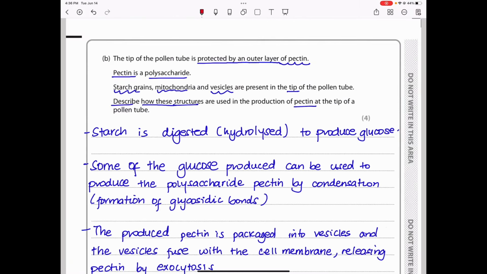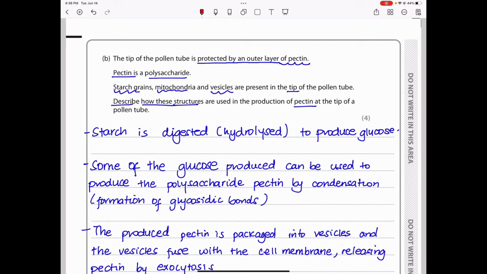So the next part says, the tip of the pollen tube is protected by an outer layer of pectin. Pectin is a polysaccharide. Starch grains, mitochondria, and vesicles are present in the tip of the pollen tube. Describe how these structures are used in the production of pectin at the tip of a pollen tube.